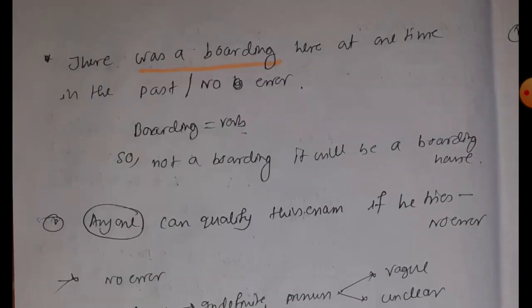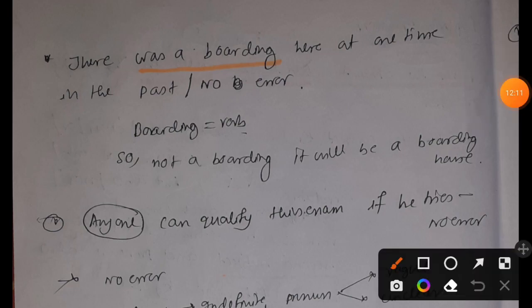So in that one we have learned that whenever we are using boarding for anything other than a verb, the sentence will be wrong, because we also have to use house or hotel or anything along with it, right?